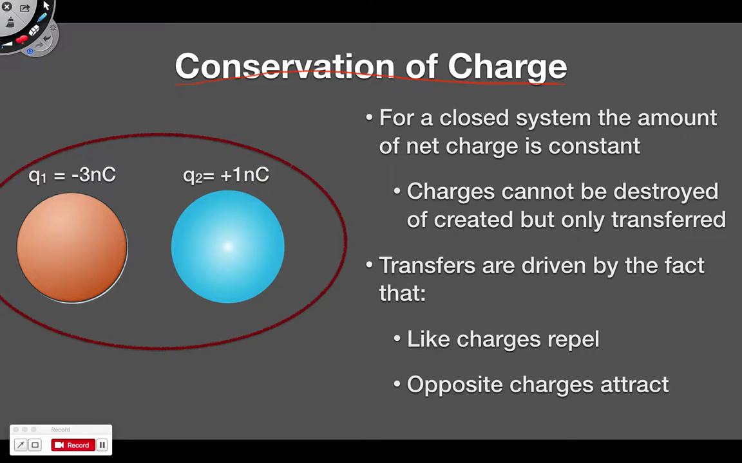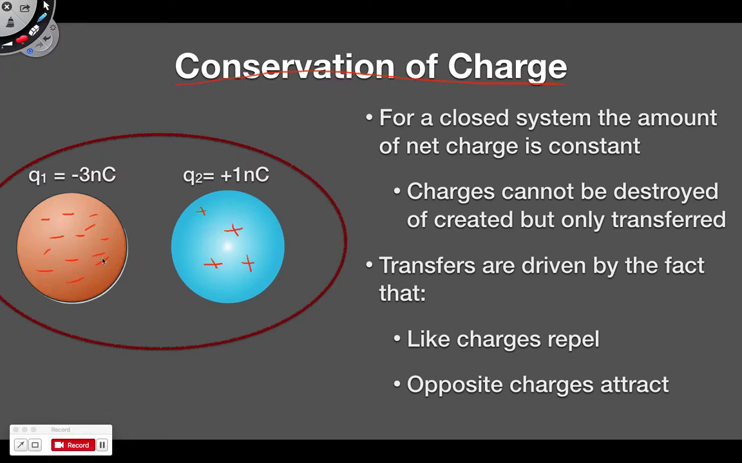For example, I have these right here. This sphere has too many electrons. And I'll go ahead and go like this, and I'll put a bunch on there. And this one has too many protons, right?